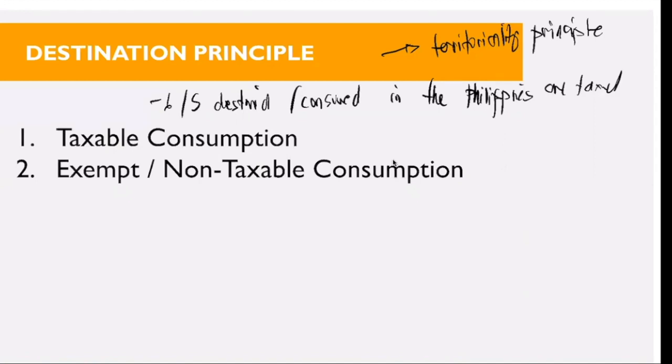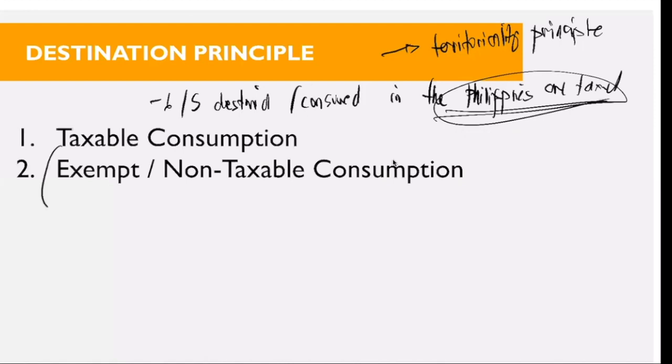Therefore, just like your income taxation, where not all income is taxed based on the territoriality principle, here in your destination principle, not all consumption is taxed, because only those within the Philippines are taxed. Therefore, this destination principle provides us two main categories of taxation of your consumption: either a taxable consumption or an exempt or non-taxable consumption. So our main problem now under your destination principle is when can we categorize a particular consumption as taxable consumption or as exempt or non-taxable consumption?